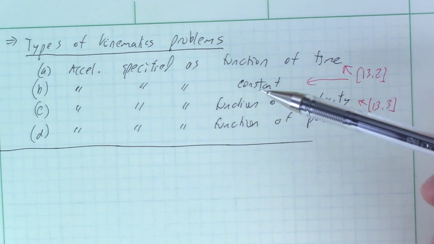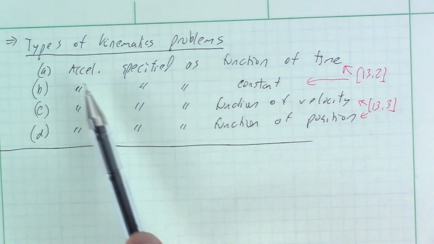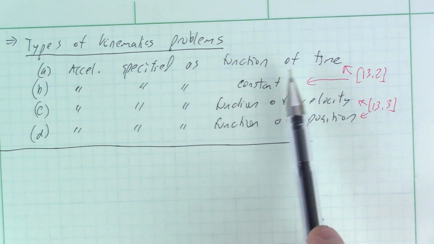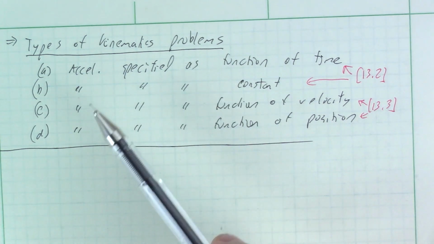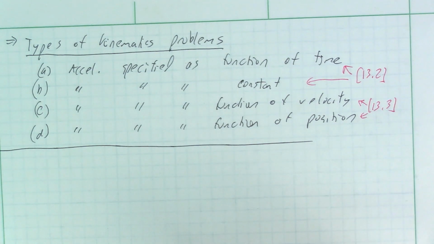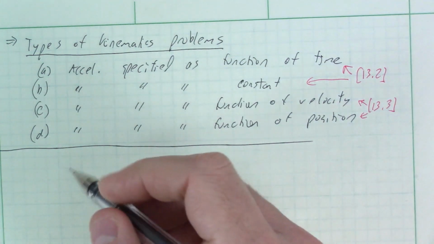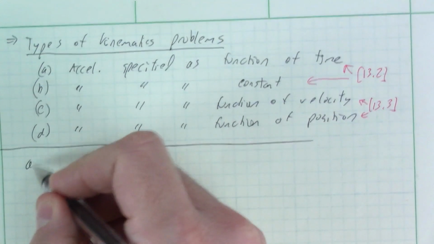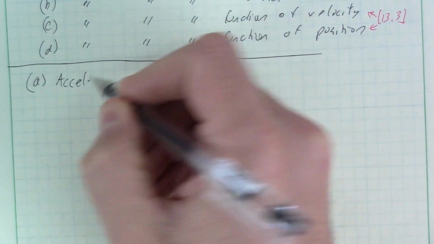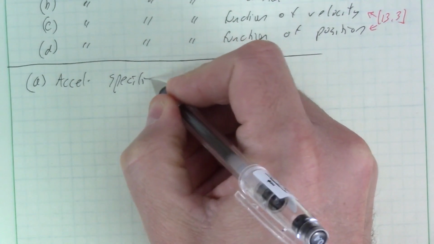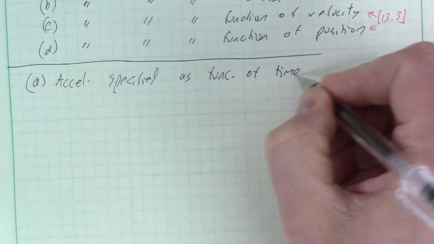Okay, so we're going to take these one by one then, and develop relationships with acceleration specified in these different ways. What does that say about velocity and position? And how those things change in time, if acceleration is defined in these different ways or specified in these different ways. Okay, so starting with the situation where acceleration is specified as a function of time.